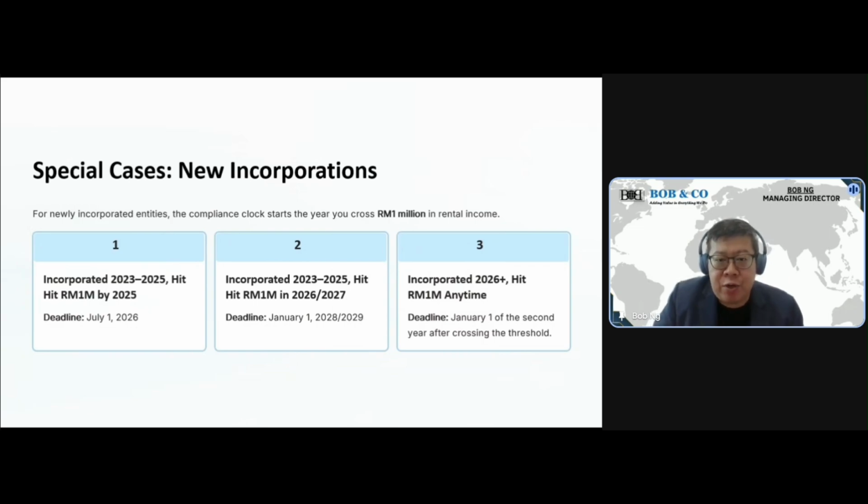And case number 3 is, if you're incorporated in 2026 and beyond, and you hit 1 million at any point of time, it will always be the 1st of January of the second year after crossing the threshold. So like what I said, if you set up in 2027 and you hit 1 million in the same year, you have to register for e-invoicing on the 1st of January 2029. So this is basically 2 years.